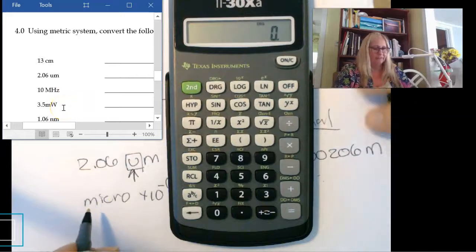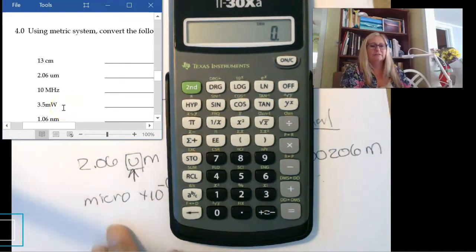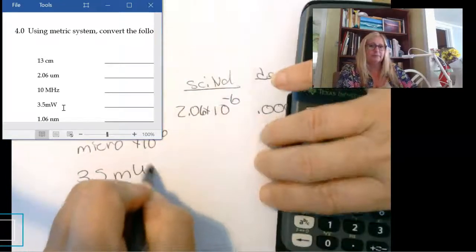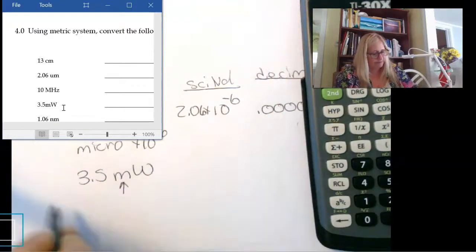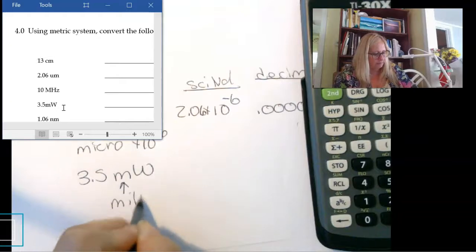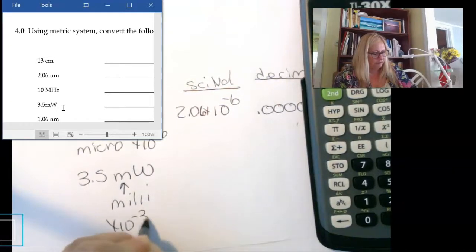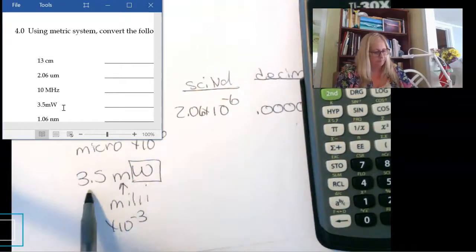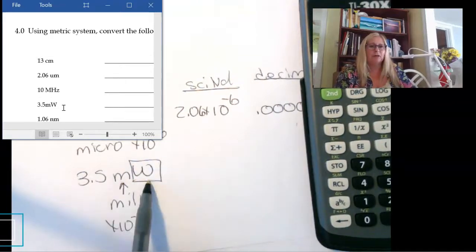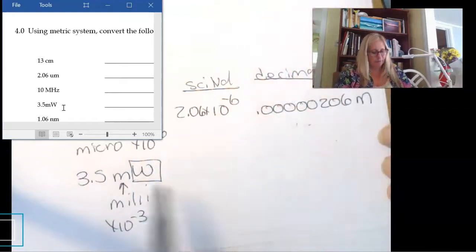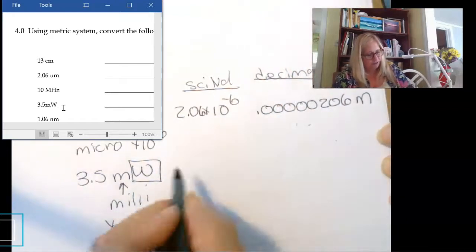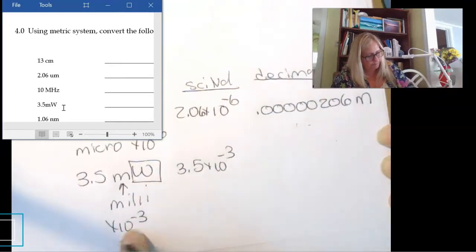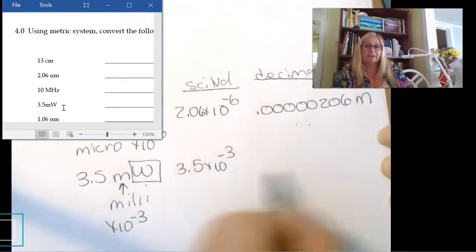So let's do the 3.5. So now it's 3.5, there's a little m and a w. So the little m is for milli, which is times 10 to the -3 from the chart. The w is for watts, by the way, and that's a power. So this is 3.5 milliwatts of power. So remember, we eventually want to get to decimal. So if you just rewrite this as 3.5 times 10 to the -3, and then put it in the calculator, you'll get your decimal.